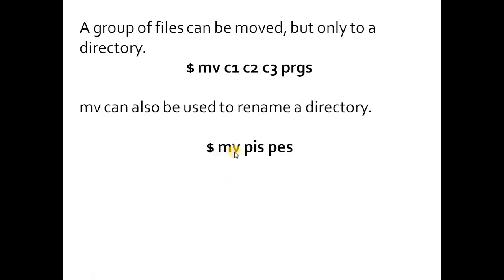A group of files can be moved but only to a directory. Now you can see in this case, C1, C2 and C3 are files. When we give mv C1 C2 C3 PRGS, these three files will be moved into this particular directory. PRGS is a directory. mv can also be used to rename a directory. So in this case, if the name of the directory is PIS and you want to change it to PES, this is how we can rename a directory. With this we finish with the third file handling command.